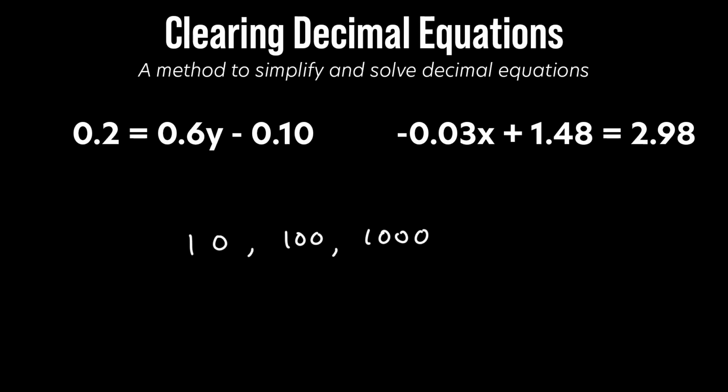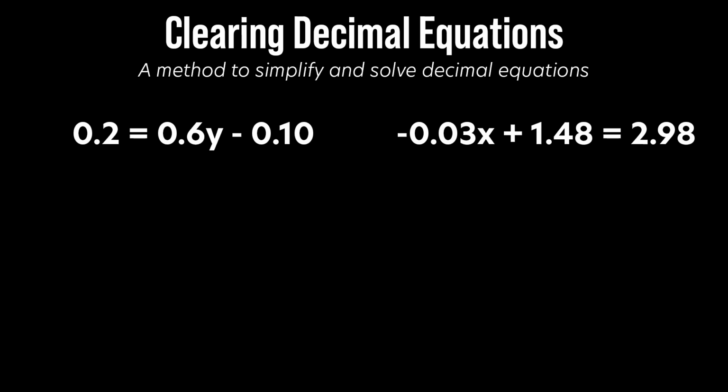Also, multiplying both sides of the equation by 10 does not change the answer of the variable we're trying to solve for. So it is completely valid to use this method. So first off, we have 0.2 equals 0.6y minus 0.1. What you might notice is that these decimals are all around the tenths place.